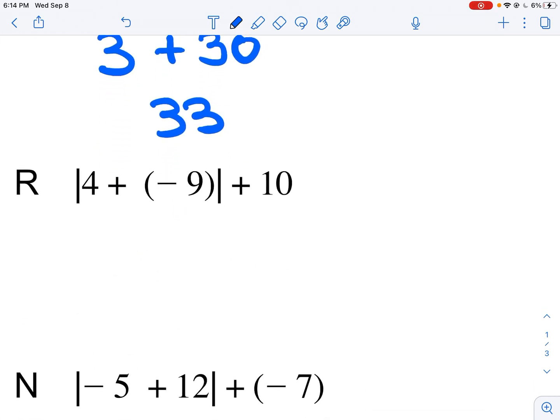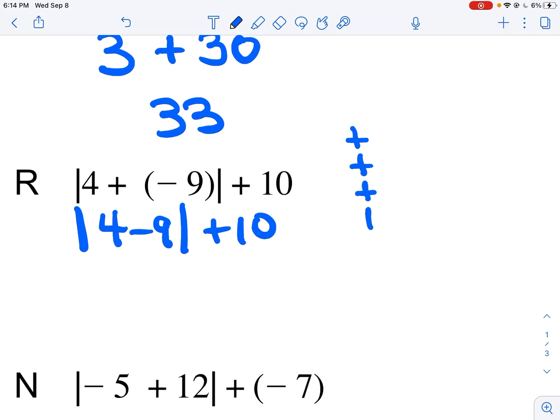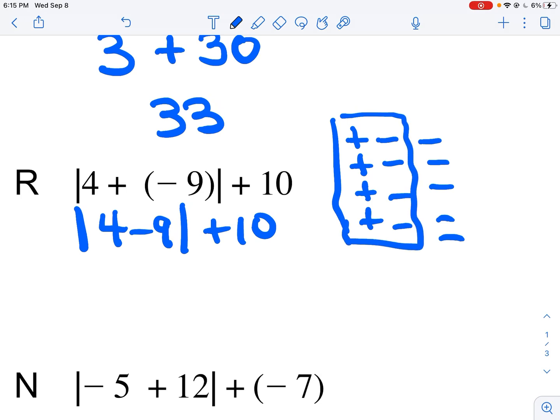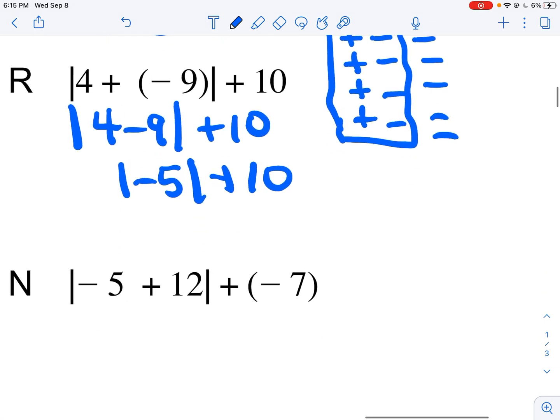Here, we start inside and we work out, just like we've been doing. So 4 minus 9, the absolute value. So I have 4 positives, and I have 1, 2, 3, 4, 5, 6, 7, 8, 9 negatives. These cancel out, and I'm left with 5 negatives. Okay, the absolute value of -5. The distance from 0 is 5 units. So I add those together and I get 15.